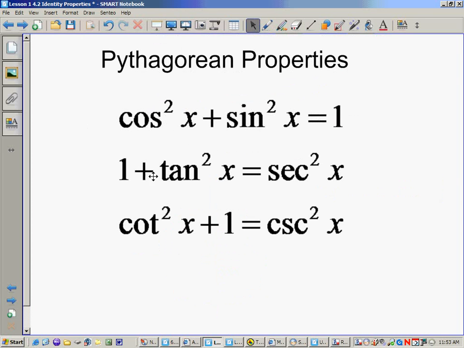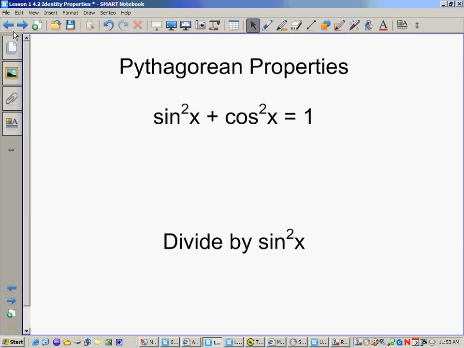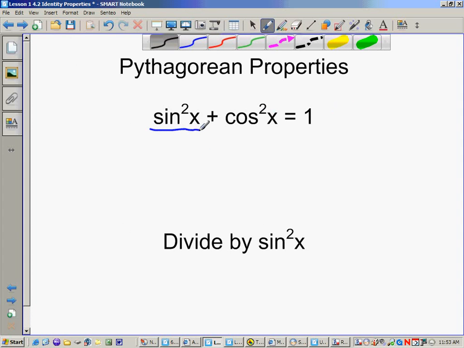All right, now you can write down these Pythagorean properties. We're going to prove the second two, or show you how we get the second two. Eventually, you'll have to memorize all three of these. To show where they come from, take the one that we just learned, sine squared plus cosine squared equals 1, and divide each term by sine squared.